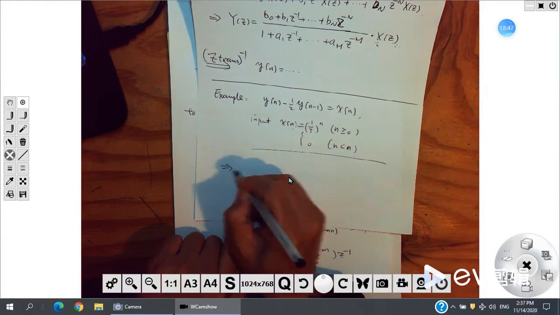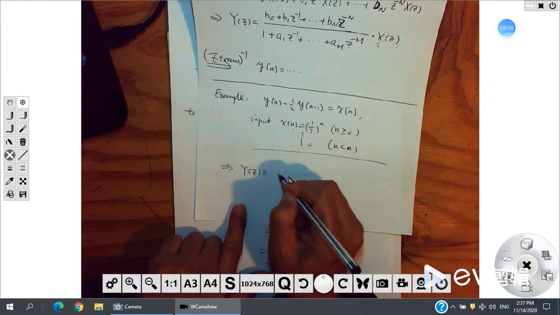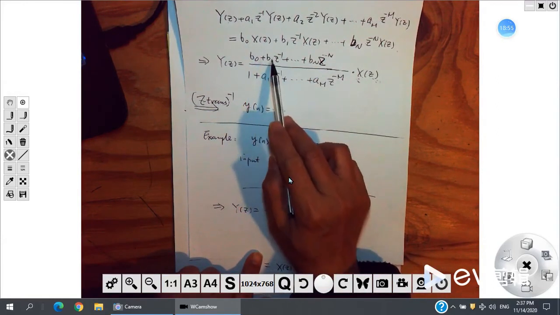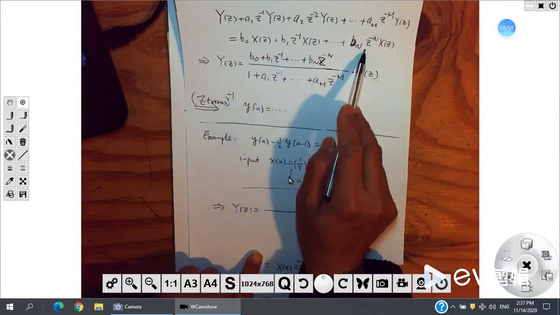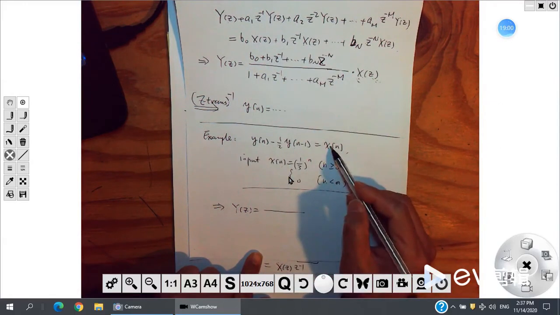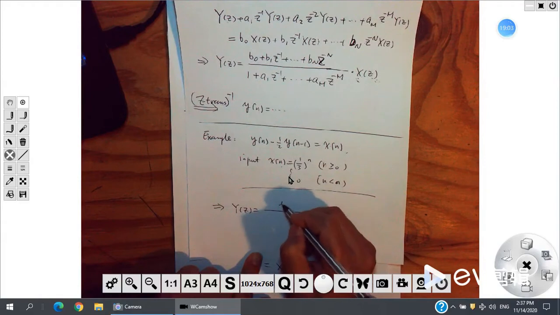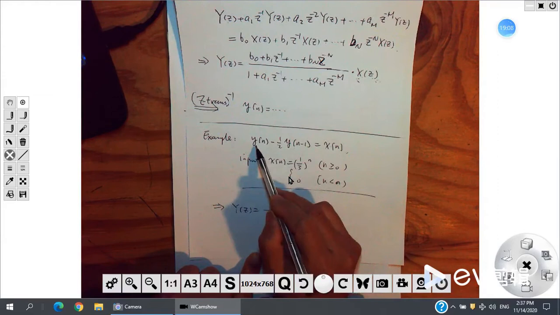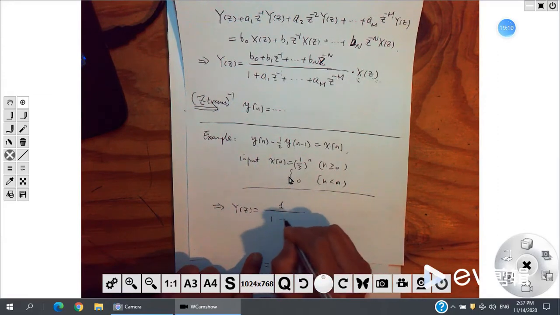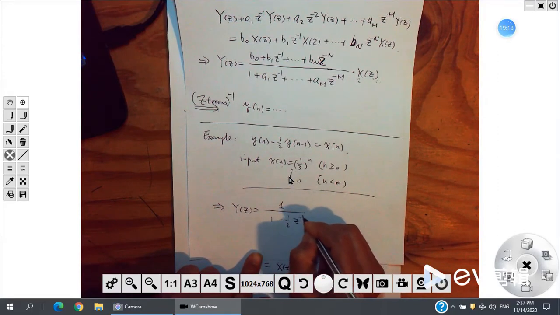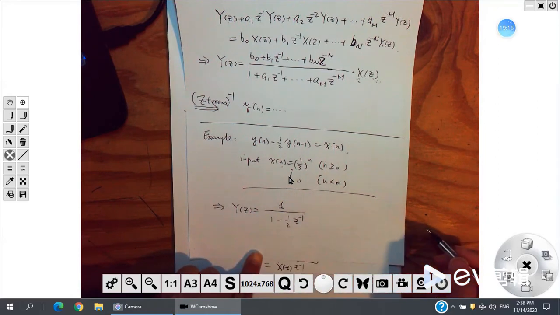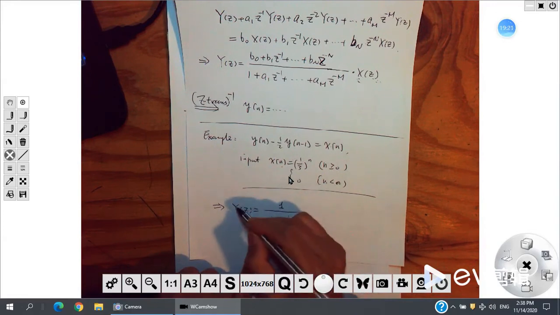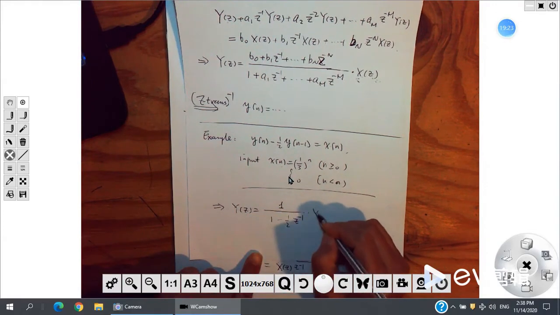Then we have y of z equal to a fraction. You check this fraction. The numerator is the coefficients coming from the input side. Now the input side is just one term, right? This is b0, just 1. And the denominator is coming from the output side. Then I have 1 and the negative half, with power of z. Okay, so this is y of z. This is x of z, I'm sorry. This is y of z equal to this one times x of z.